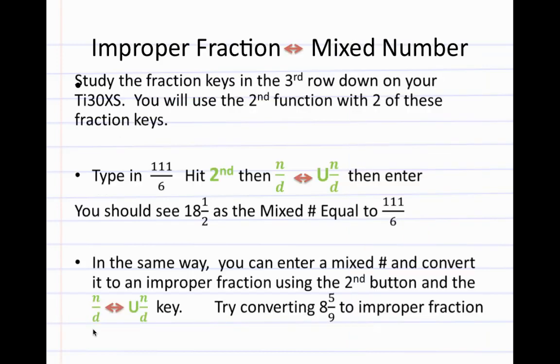Improper fractions and mixed numbers. Study the fraction keys in the third row down on your TI-30XS. You will use the second function and two of these fraction keys. Type in 111 over 6, hit second, and then N over D, and then enter. You should see 18.5 as the mixed number equal to 111 over 6.